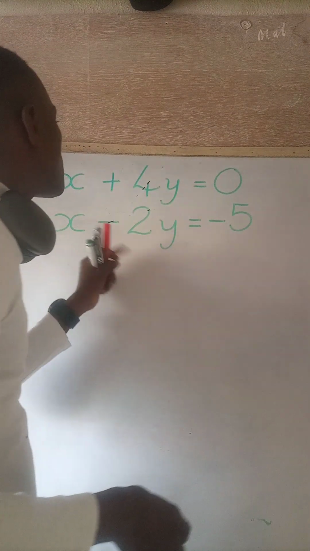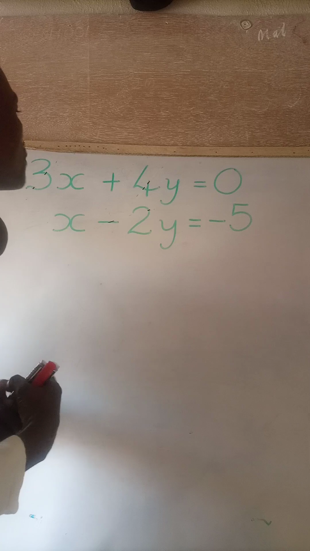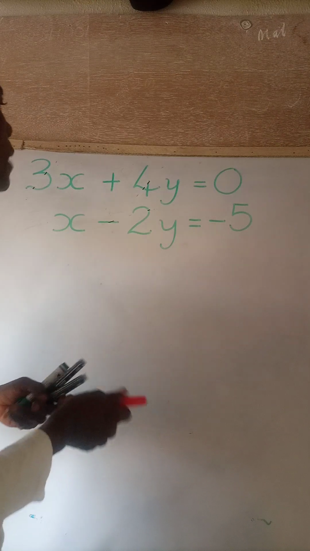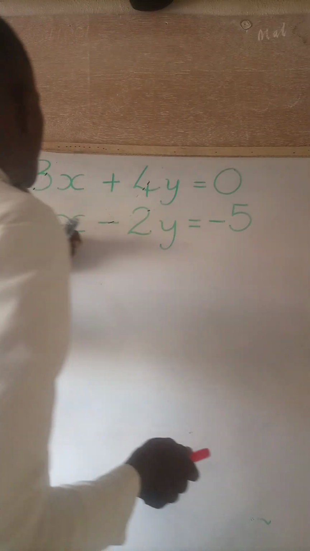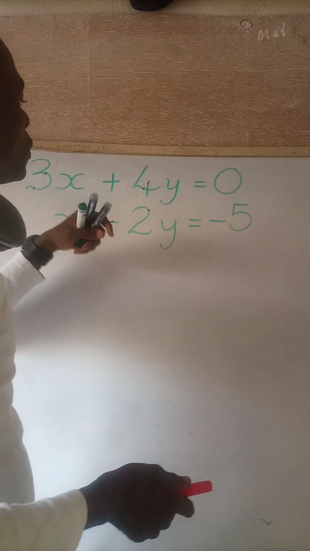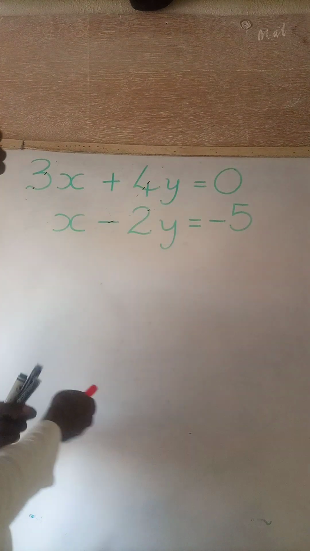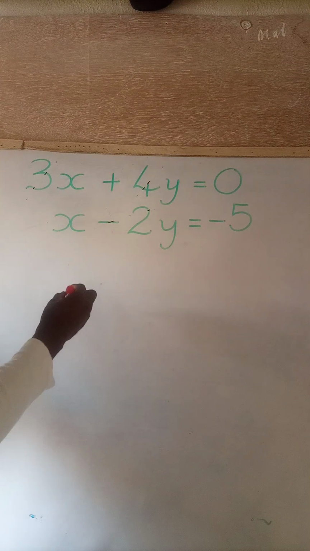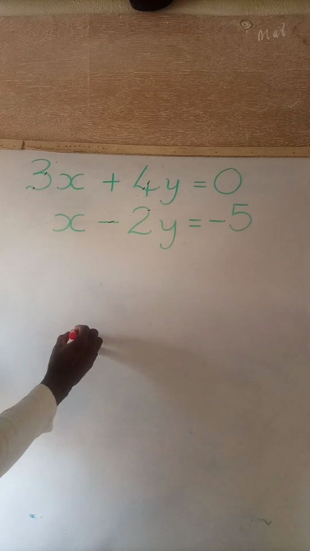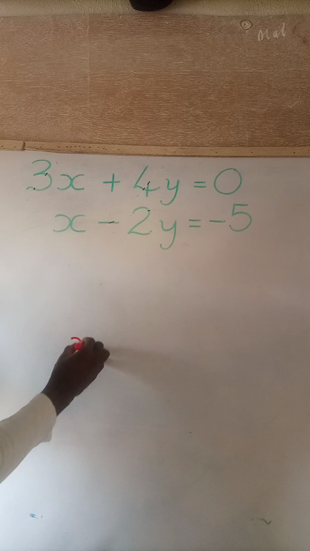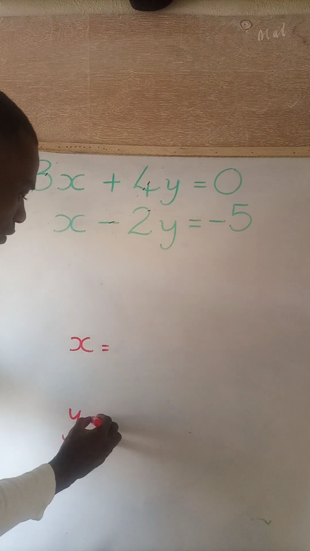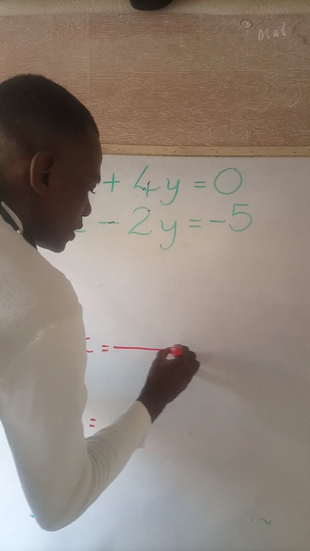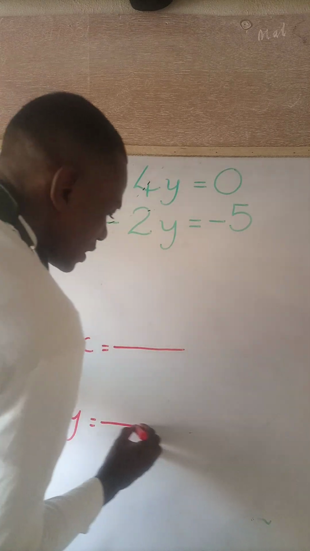Hello, let's apply this unique approach in solving this simultaneous linear equation. For you to apply this approach, there must be two unknown variables, and the unknown variables that we have here are x and y.